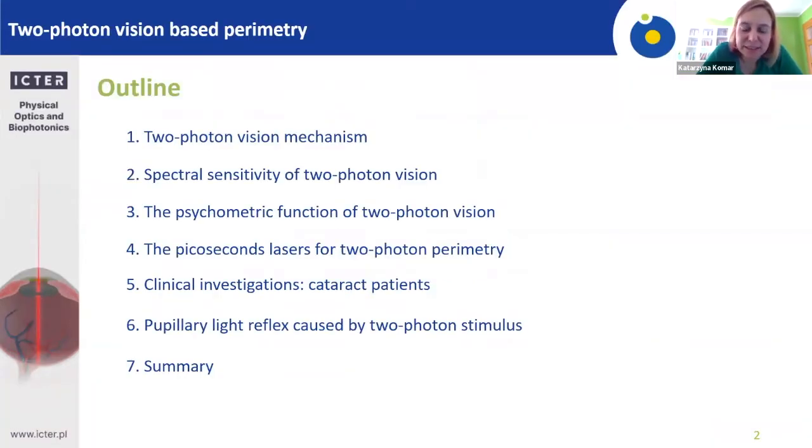So this is the outline. At the beginning, I will tell about the physical mechanism of two-photon vision. Then I will move to our latest results on spectral sensitivity of two-photon vision. And then I will focus on currently main application, which is two-photon perimetry. And at the end, I will tell about measurements of pupil light reflex caused by two-photon stimulus.